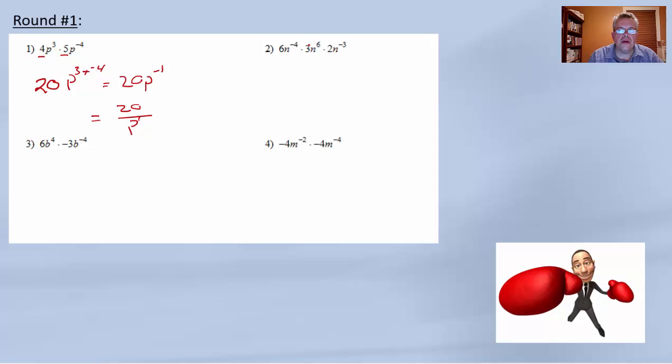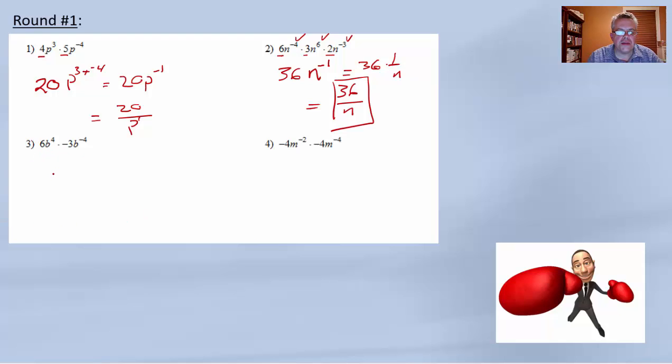Okay? All right, let's do this one. We have 3 kind of terms being multiplied together. So we multiply the coefficients. 6 times 3 times 2 is 36. And then we add exponents. So negative 4 plus 6 is 2, minus 3 is negative 1. Okay, so I just added the exponents like we did before. Now rewrite it. The same as 36 times 1 over n, which is 36 over n. No problem. We do what we always did, and we just rewrite it at the end.